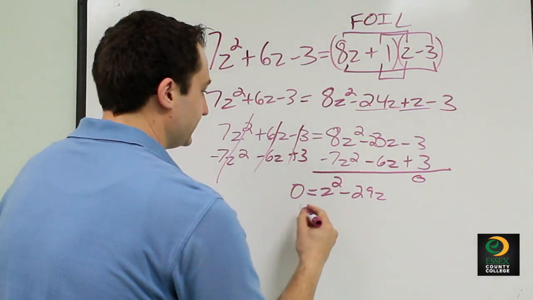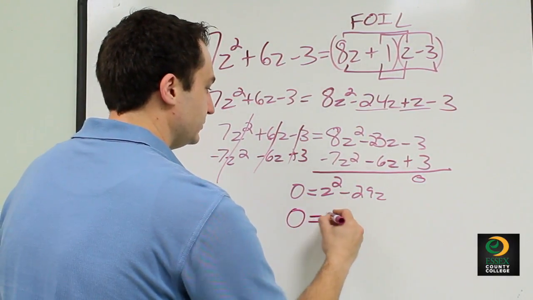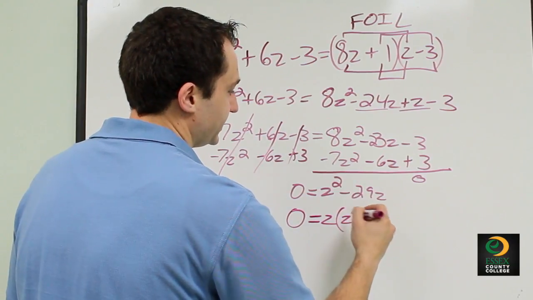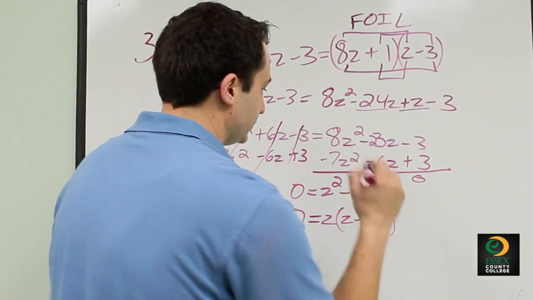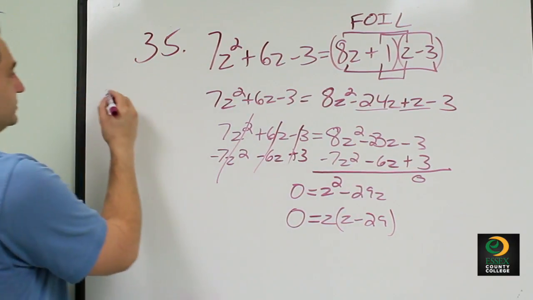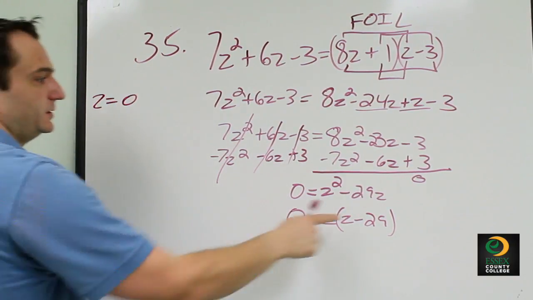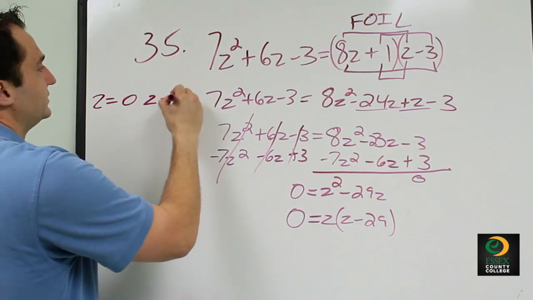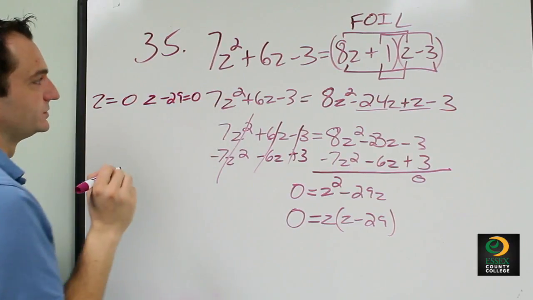Now we're going to factor out the greatest common factor, which is z. So it becomes z times z minus 29. Now we're going to set each of these terms equal to 0. So we have z equals 0, and then z minus 29 equals 0.